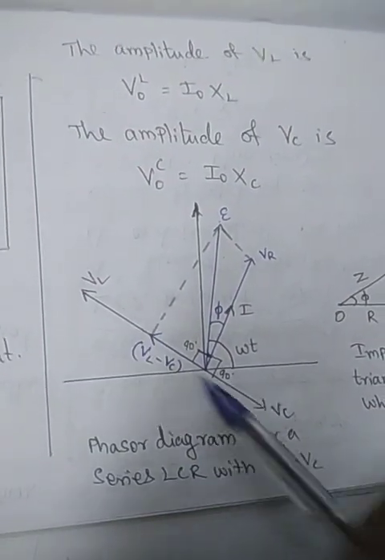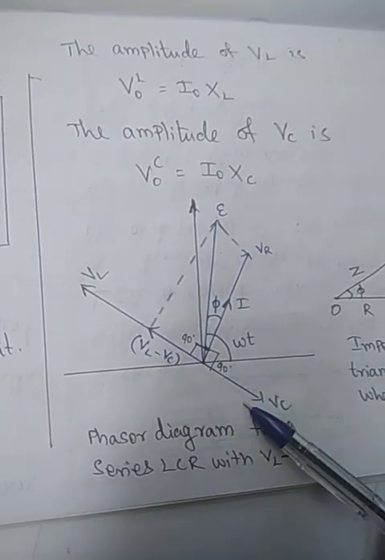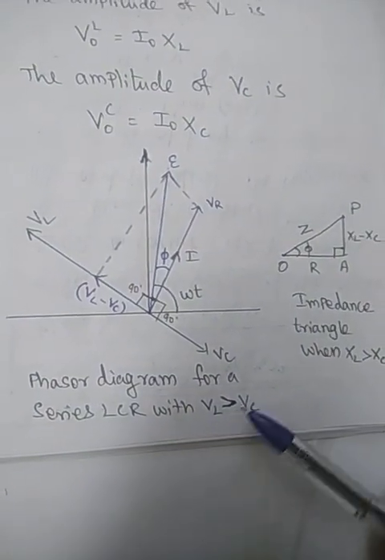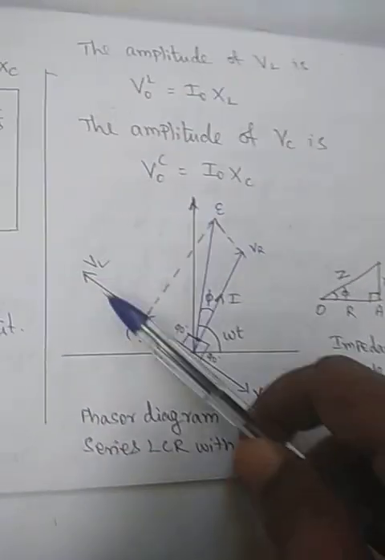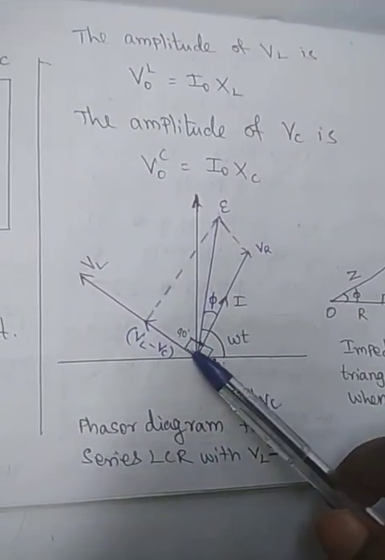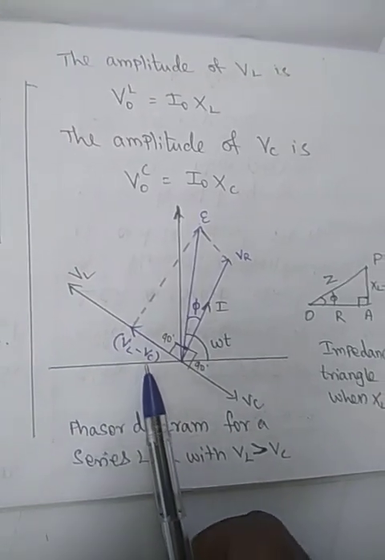These two are of opposite signs. This one is a bigger value and this is a smaller value, which is why we have taken VL greater than VC. When VL is greater than VC, this will be the bigger amplitude and this the smaller amplitude. The resultant vector will be along this direction, that will be VL minus VC.